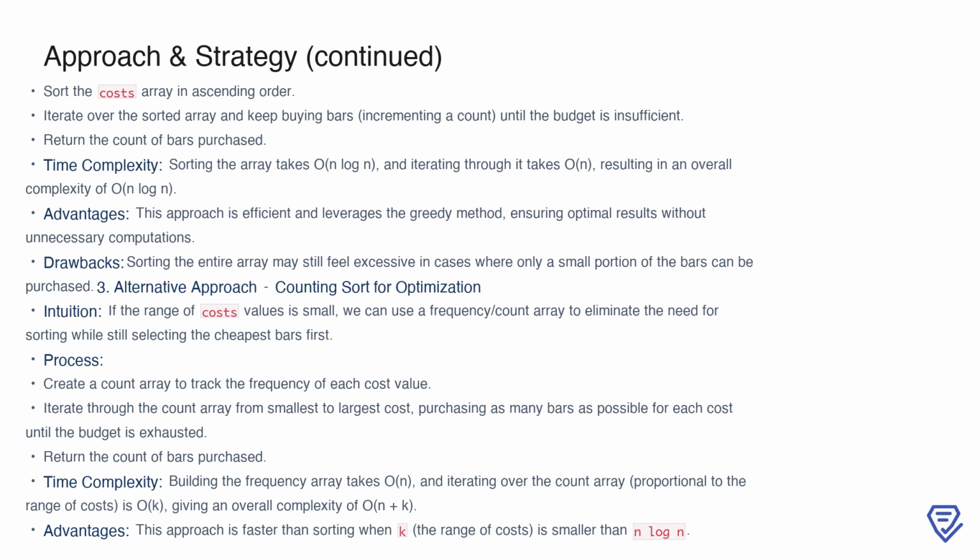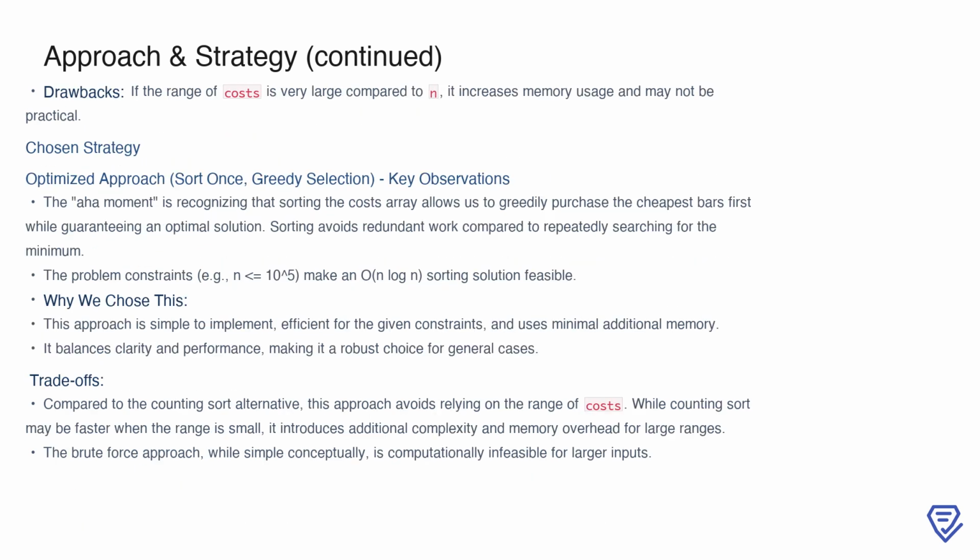However, sorting the entire array might still feel excessive in scenarios where the budget only allows for the purchase of a few bars. For these cases, we explored an alternative approach using counting sort. The counting sort approach is particularly useful when the range of costs is small. Instead of sorting the array, we create a frequency array that tracks how often each cost value appears. Then, we iterate through this frequency array from the smallest to the largest cost, purchasing as many bars as possible for each cost until the budget is exhausted.